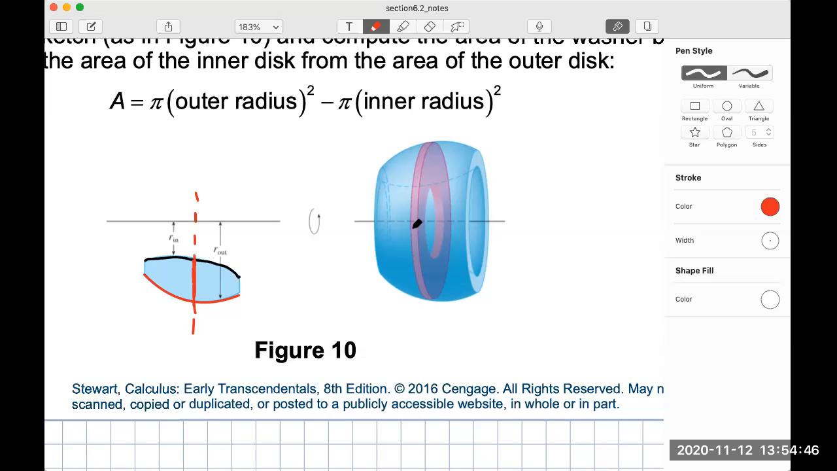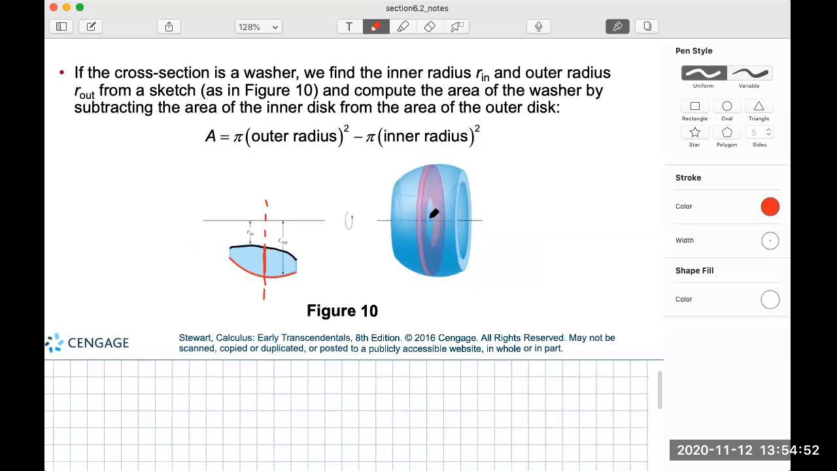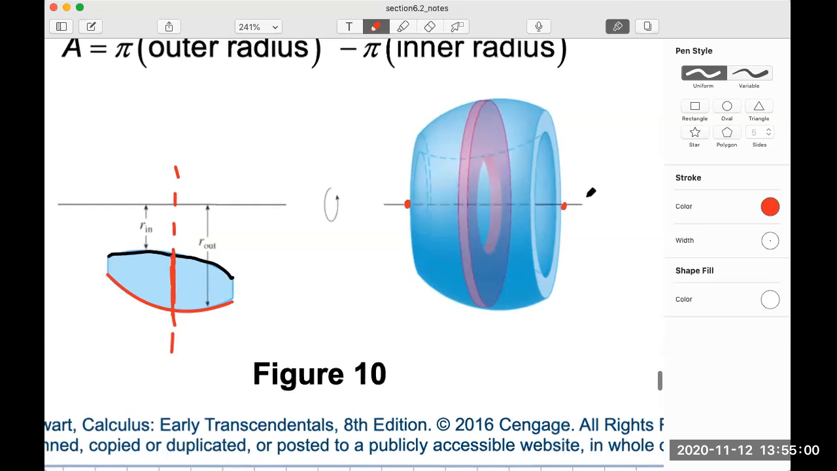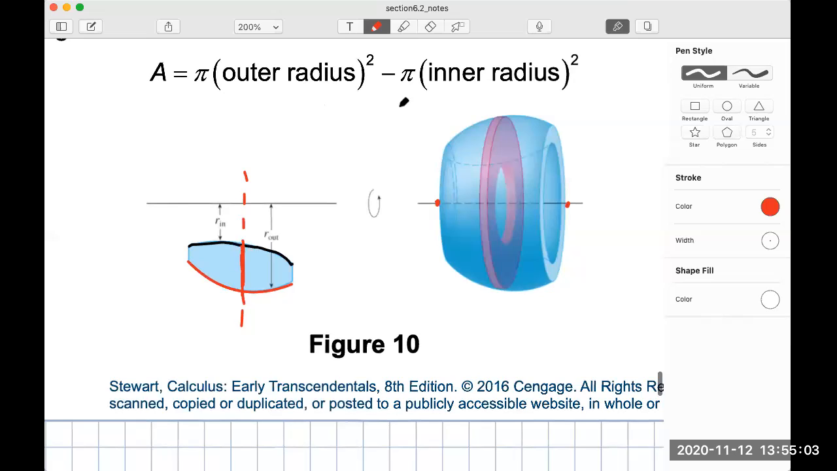So the same idea, if we need to find the volume of the whole object here, we'll have to take the integral from the left position here to the right position of the difference of the outer radius and the inner radius. Okay? But the idea is the same. Now let us play with some more examples.